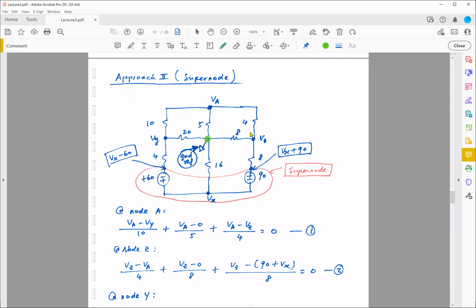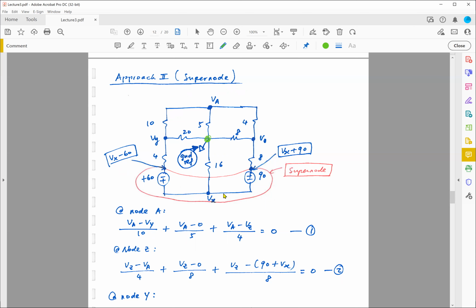And now Z over here. VZ minus 0 divided by 8, right? This term in the middle, plus VZ minus VA divided by 4, which is this guy over here, plus this current going down, which is VZ minus whatever this voltage is, divided by 8. And what is this voltage?